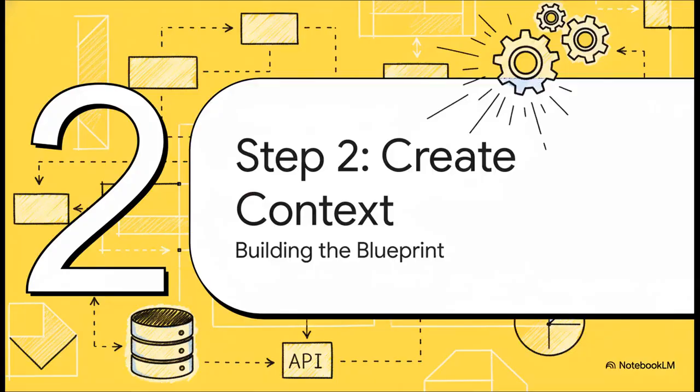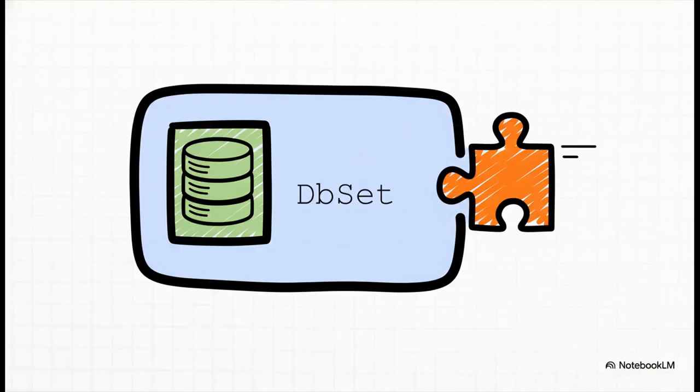Okay, so we've got our entity defined. The next piece of the puzzle is the database context that's going to manage it. Now, if you've ever worked with Entity Framework Core, this is going to look super familiar. It's just your standard DbContext with a DbSet for our blog. The only thing you have to add is this one little interface, IChillContext.